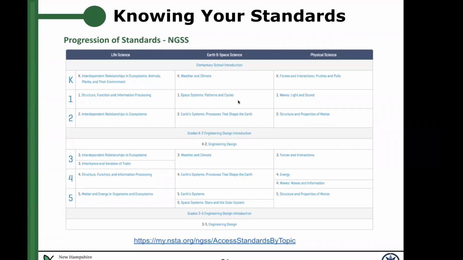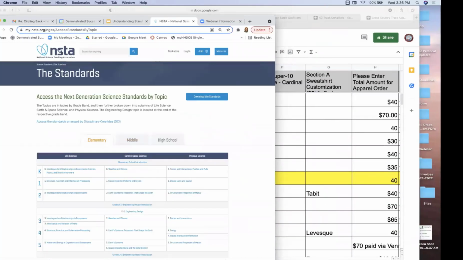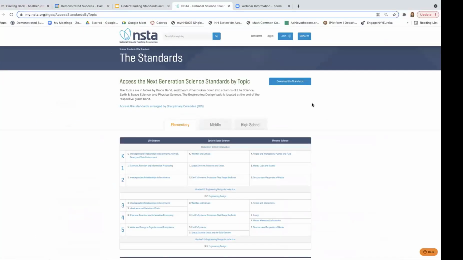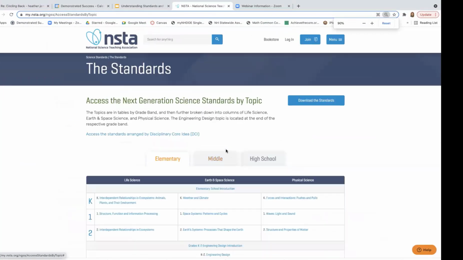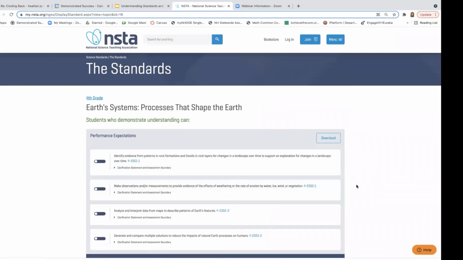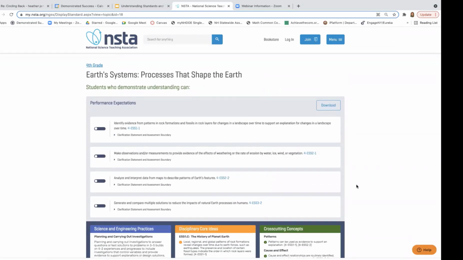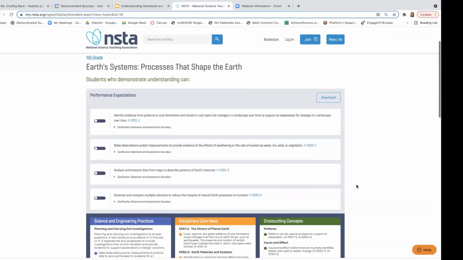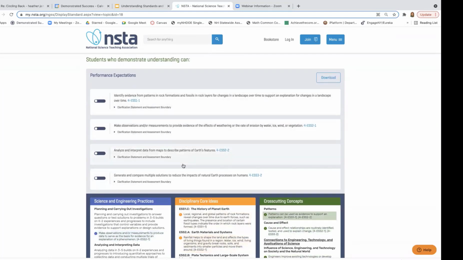This particular site that I have this screenshot from is not the Next Generation Science site. It's the NSTA. I just want to show it to you really quickly. I'm going to make my screen a little bit bigger. This is what this site looks like. And so now, if I wanted to look at any of these subject areas, say Earth, space, systems, processes that shape the Earth, I would click into this. And this is where I was saying that all the individual standards are within this topic area. So here's all the individual standards here.